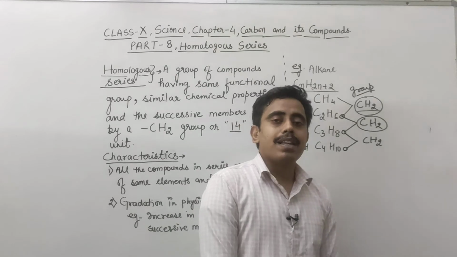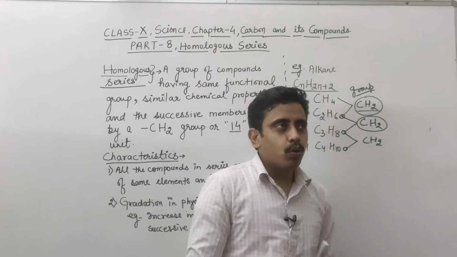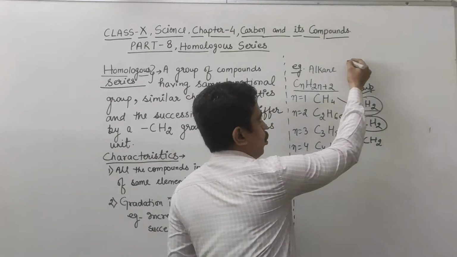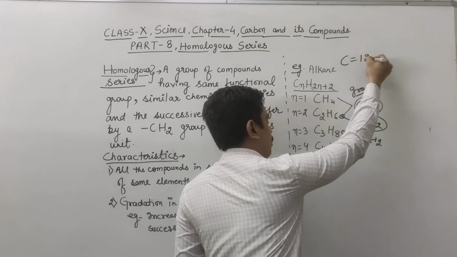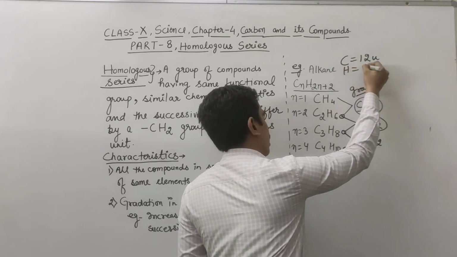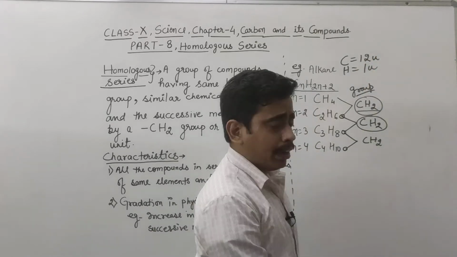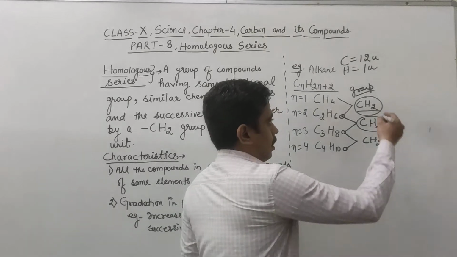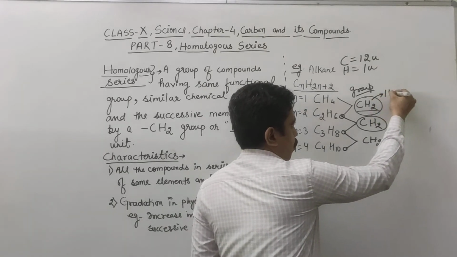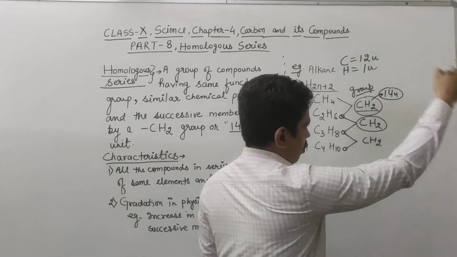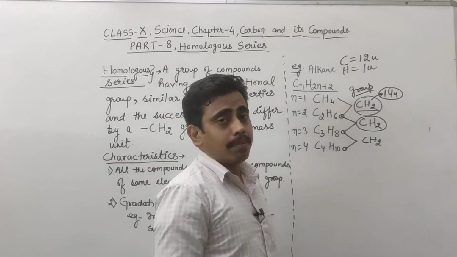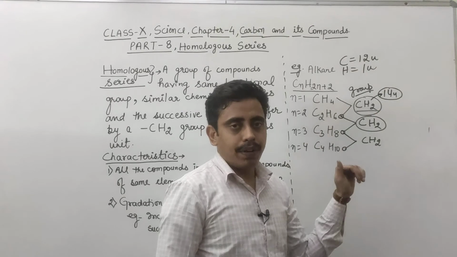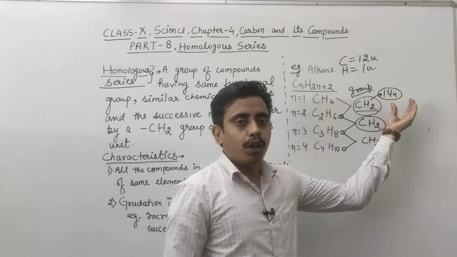You have already studied in class 9 how to calculate the molecular mass of a compound. As you know, carbon has the molecular mass of 12 u and hydrogen has the molecular mass of 1 u. What will be the molecular mass of CH2? Calculate it fast. Yes, you get it right. The molecular mass of CH2 is 14 u. You can also define the series in this manner: a series of compounds in which the successive members have a difference of 14 molecular mass.